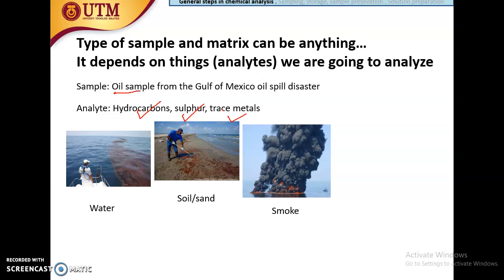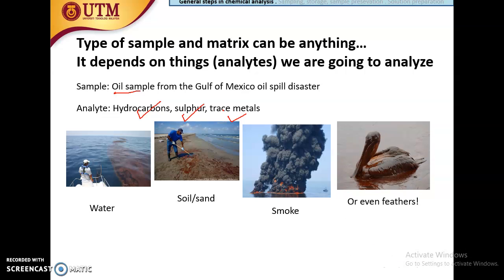If it's combusted on the ocean, you collect the smoke. Smoke is your sample. So what's inside the smoke that you want to analyze? Do you want to analyze H2S? Do you want to analyze nitrous oxide? Do you want to analyze carbon monoxide? That's your analyte. Your sample can also be anything else that has been contaminated with the oil from the disaster. All of these are your sample, and the analyte depends on your objective of analysis.